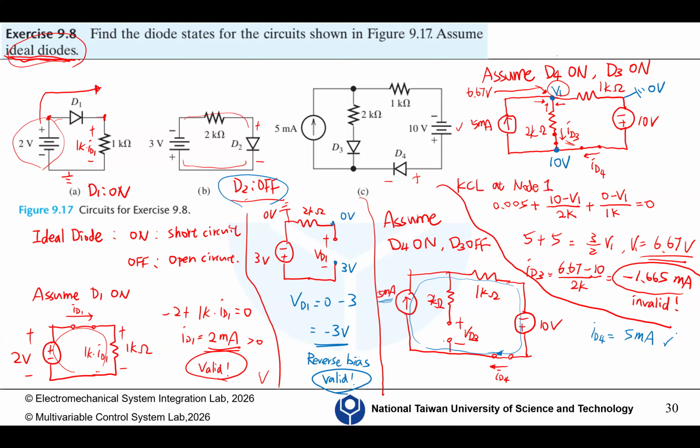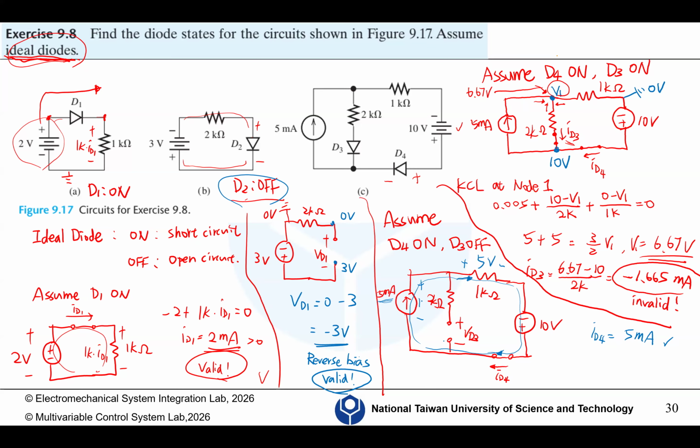So how to calculate VD3? Here, because we already know the direction of the current, and we know the current is 5 milliampere, we know this is positive, this is negative, because a resistor always consumes energy. So we have 1K times 5 milliampere, and you get 5 volts.